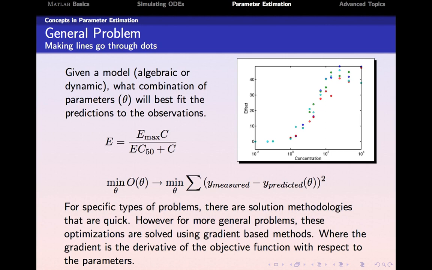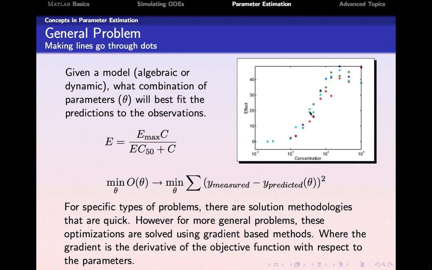Basically, if we have a model, this can be either an algebraic model or a dynamic model. What we're trying to do is figure out the combination of parameters that will best fit the predictions of the model to the observations. And as an example, we have concentration effect data shown here to the right.